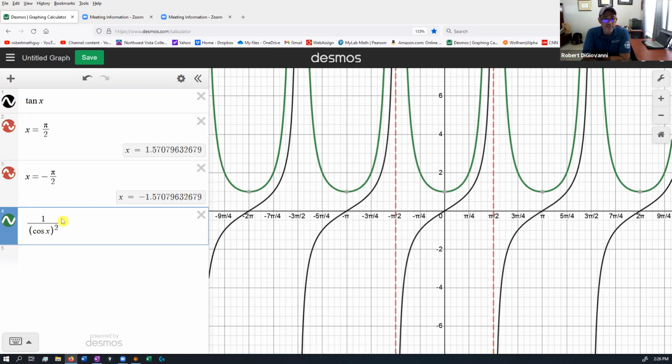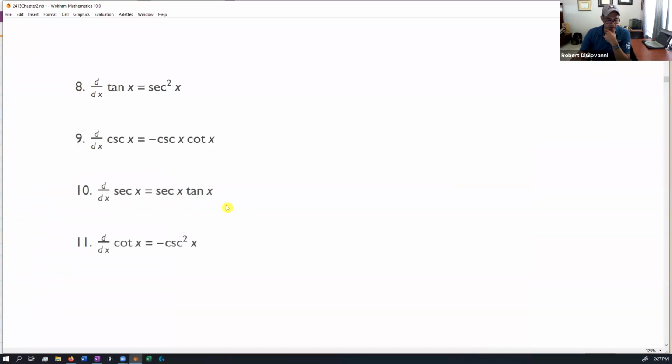The green graph tells you the slope of the tangent line on the black graph at every point. It's pretty awesome if you ask me. But again, I'm not proving this one to you. I'll prove it to you later, but I'll do it a different way. I won't use the limit definition, or maybe just a little bit.